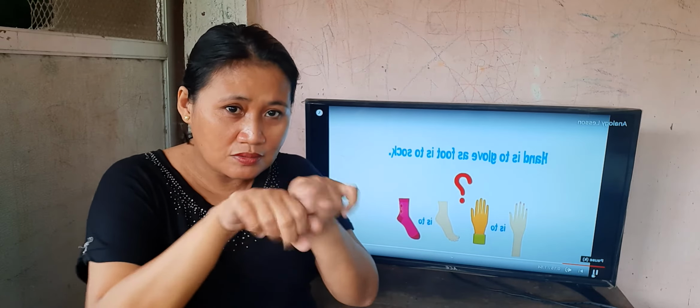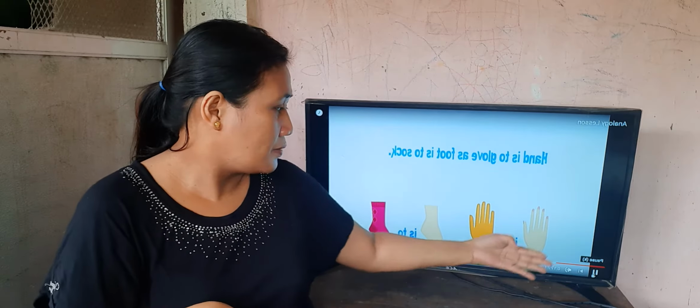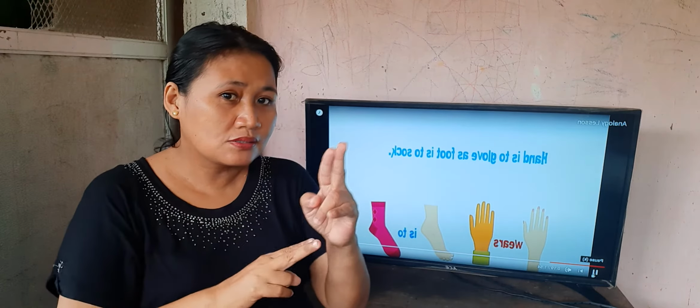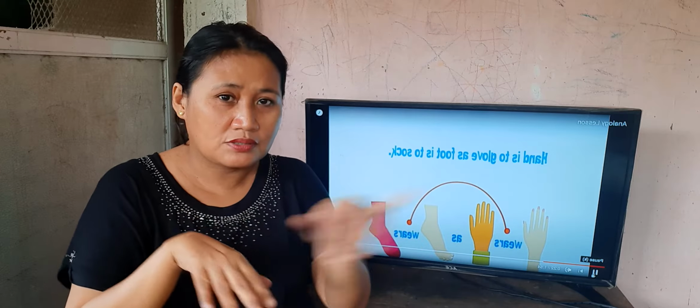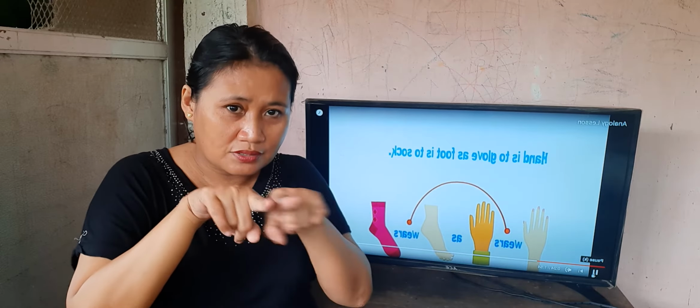Huh? Okay, let's look closer. Let's try saying it like this. A hand wears a glove the same way a foot wears a sock. See how that works? Here's another one.